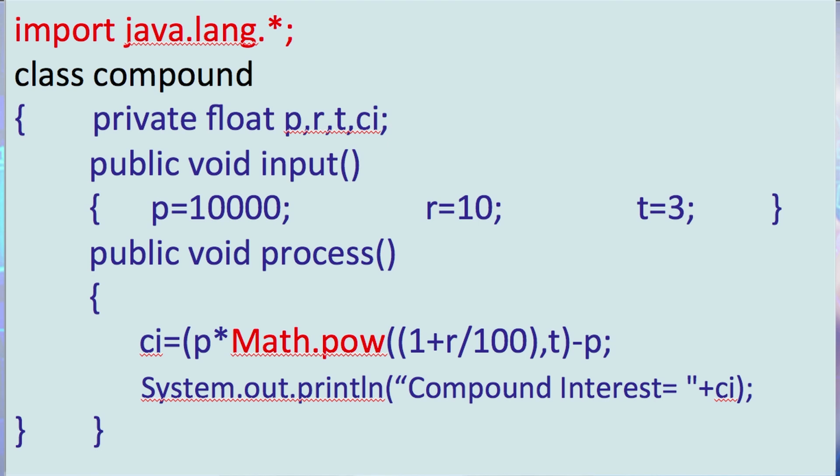In this method we have written ci equals p into Math.pow(1 plus r upon 100, t). So this is the formula, minus p. So p into Math.pow. Math is a part of this language. Inside the language package we have this pow function. The power function is a part of the Math class, and this Math class is under the language package.